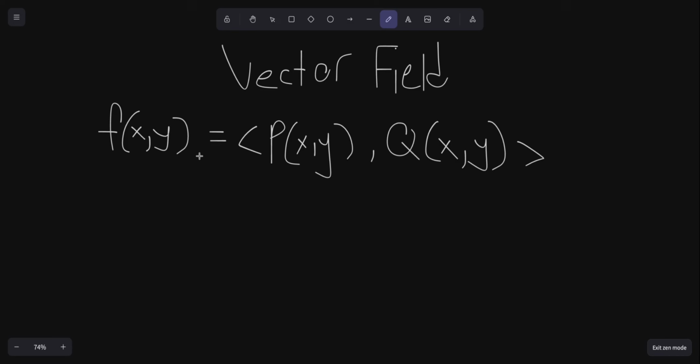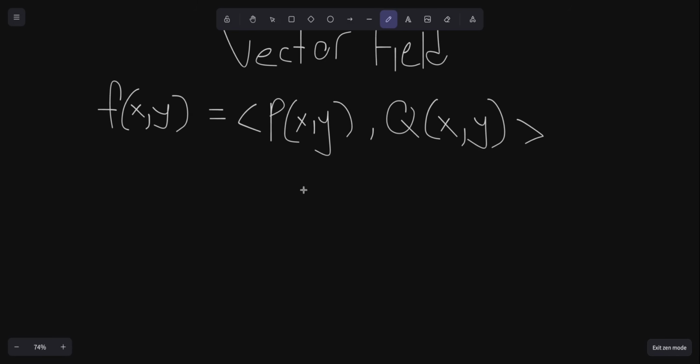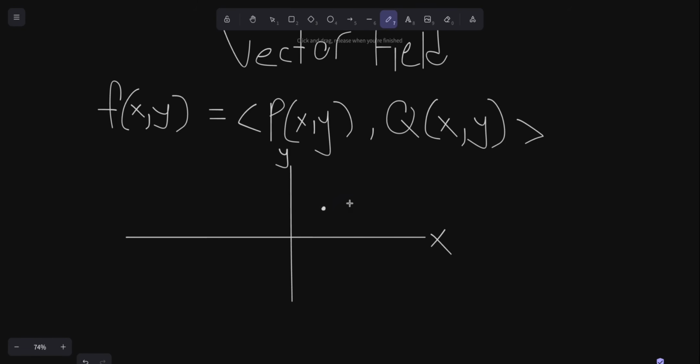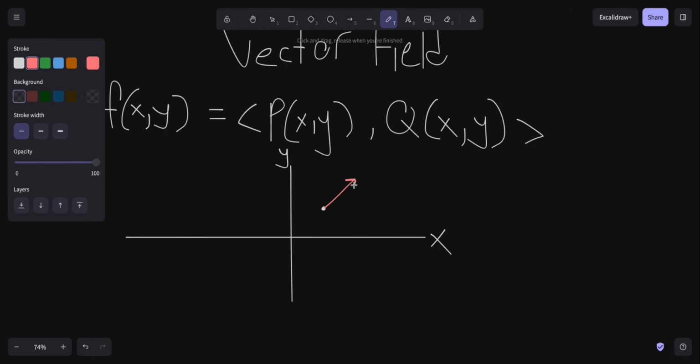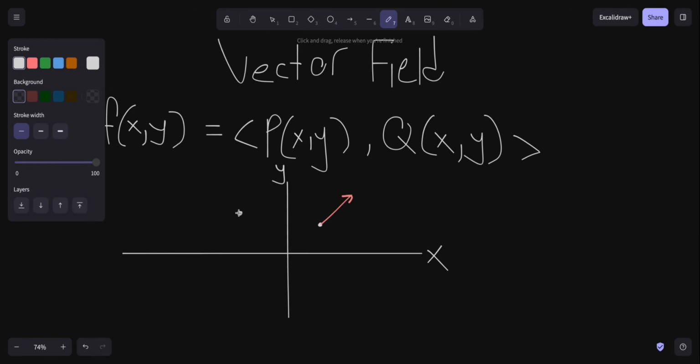It's just some function that takes in, in this case, an xy coordinate, so you can think about it as a point on this xy axis. And the output of this function is some vector. So for every point in space, you're assigning a vector at that specific coordinate. All right? That's just a vector field. Every point has a vector associated with it.